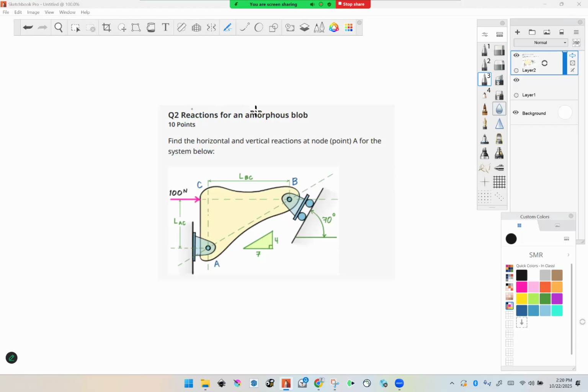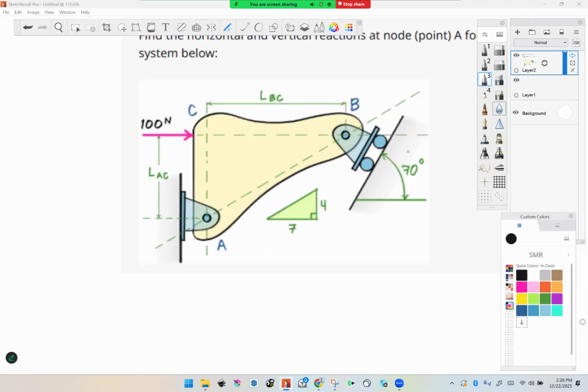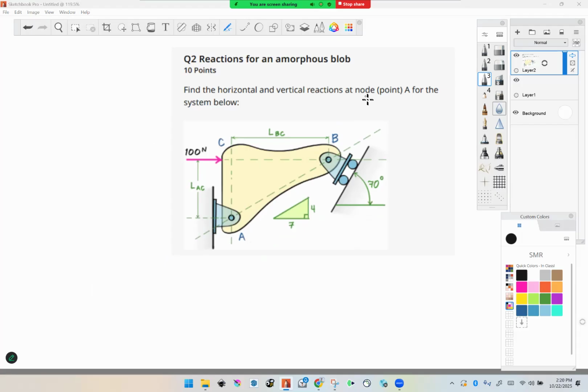So this one says reactions for an amorphous blob, very dramatic. So I have object ABC, and it's connected with engineering connections. So we have a pinned connection at A. We have a roller support over at B with an inclined plane of 70 degrees. And we are asked to find horizontal and vertical reactions at A.